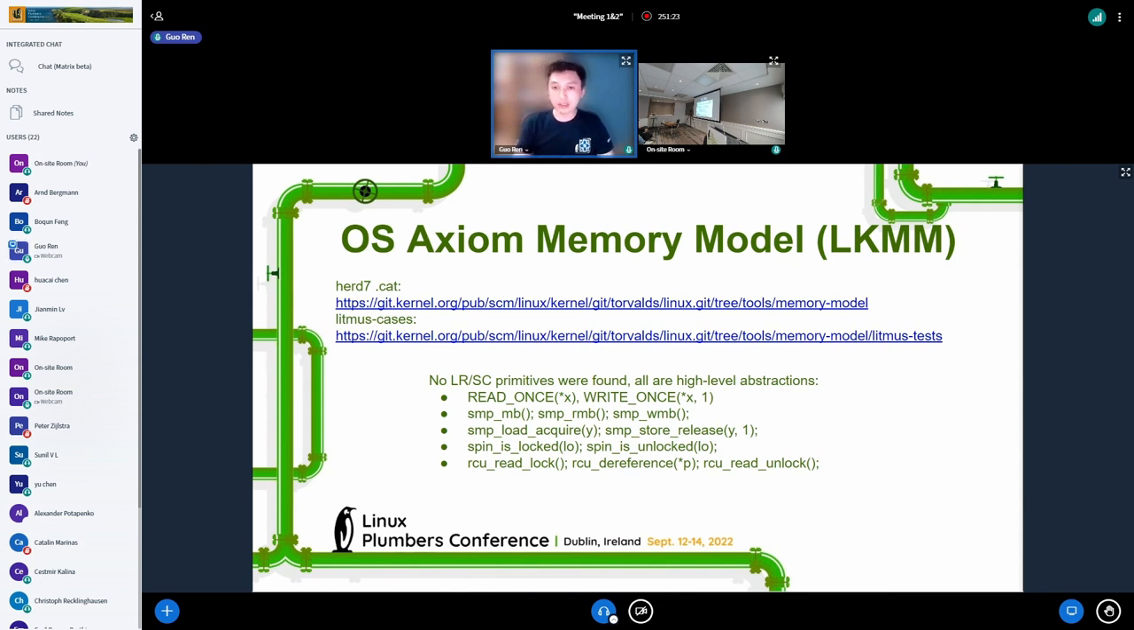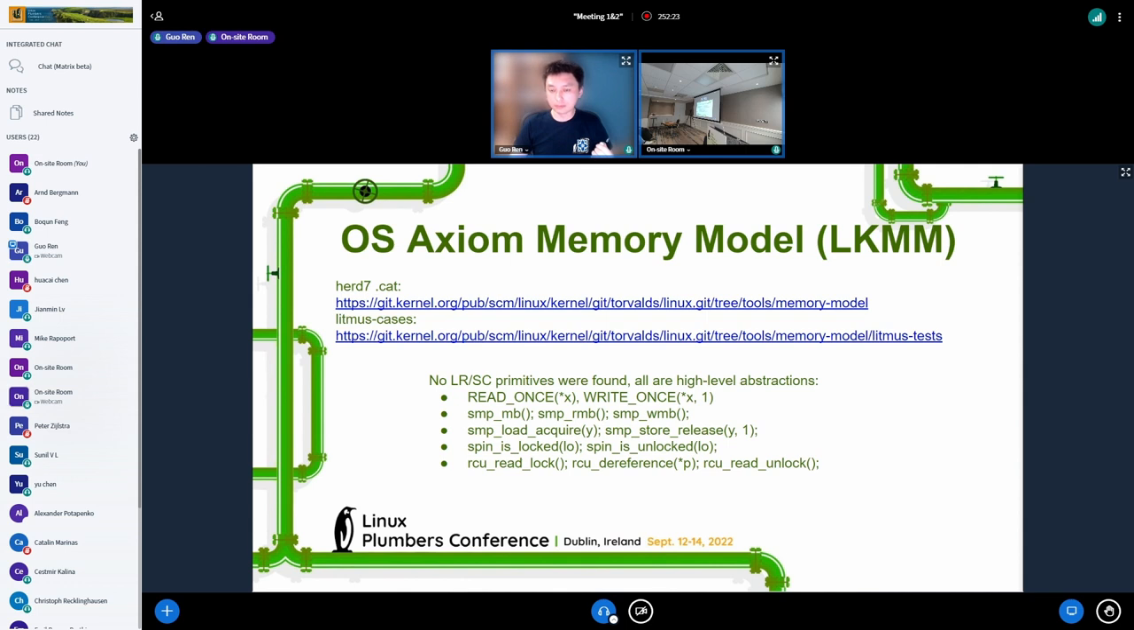How do we measure it? How do we find which machines could have the forward guarantee? So we move our eyes to the memory model. Firstly, I look at the LKMM, and its rules are written here, and the analysis cases are here, and there is no LR/SC primitive found. They all are high level abstractions. So I cannot get a view from the kernel memory model to see how the forward guarantee is in a machine. I don't know what the kernel would prepare for this kind of semantics.